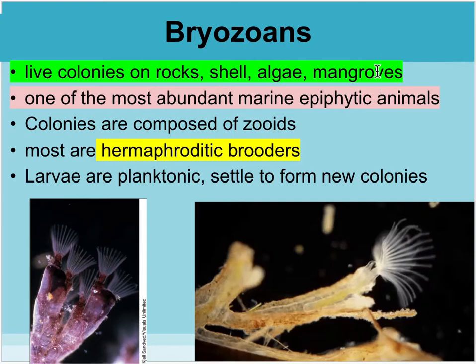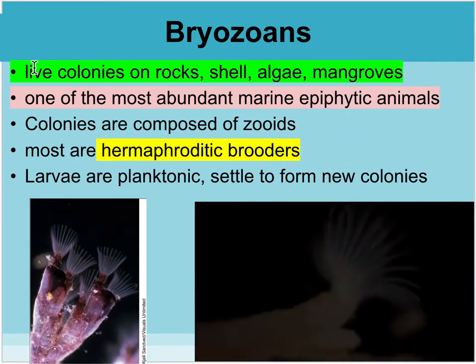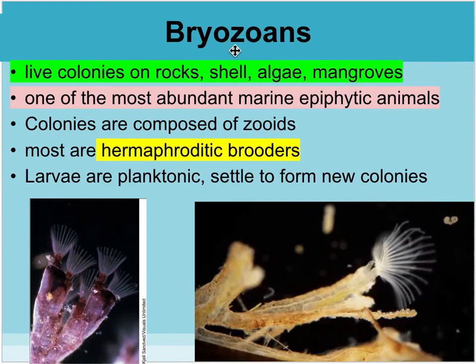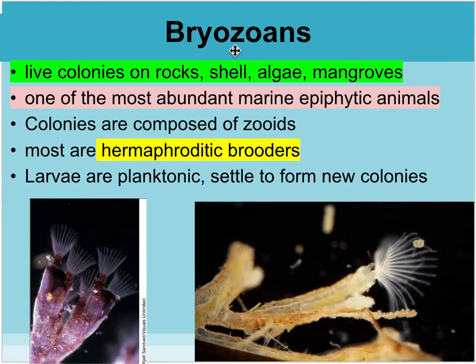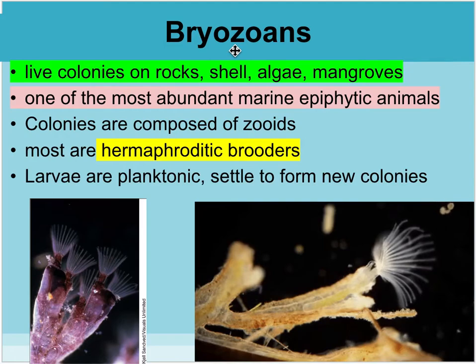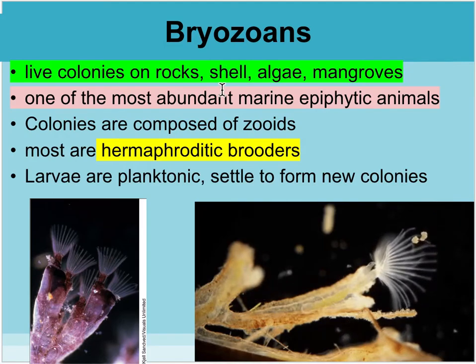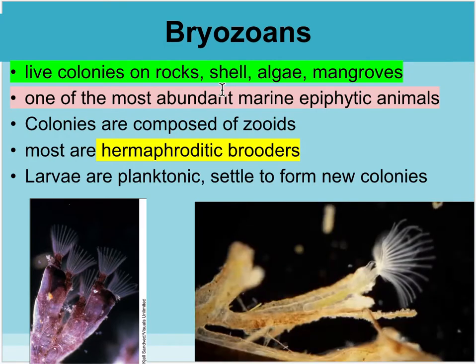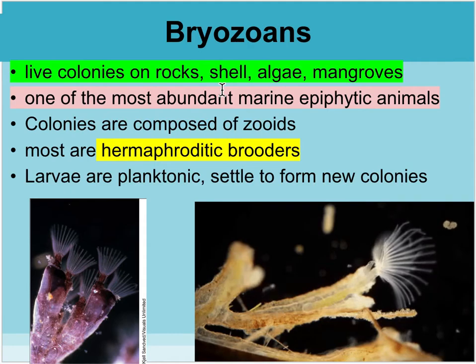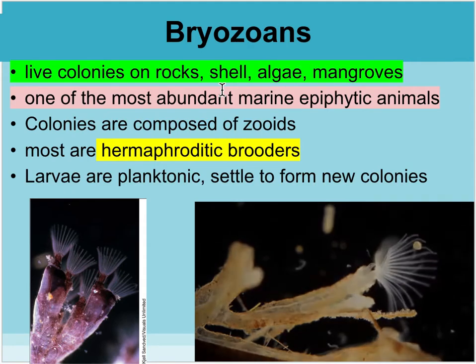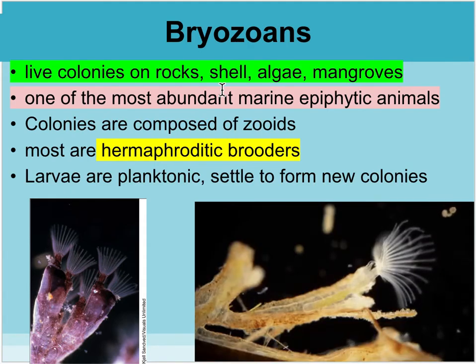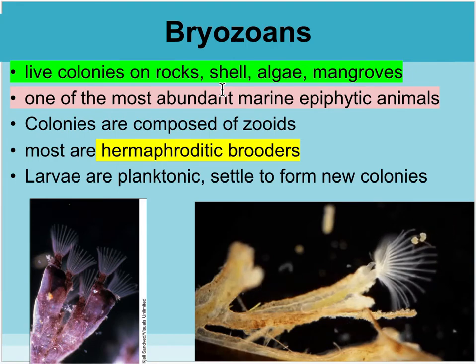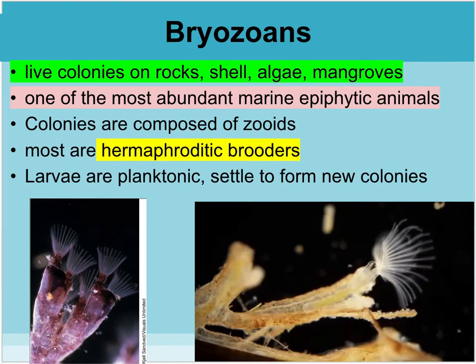Earlier in this video, I said they compete with sponges for space, and that's because they live on colonies, rocks, shells, algae, mangrove. They are very, very abundant and found all over the place, which makes them important in the food chain because lots of other organisms will eat them. They're also planktonic, and most are hermaphrodites.